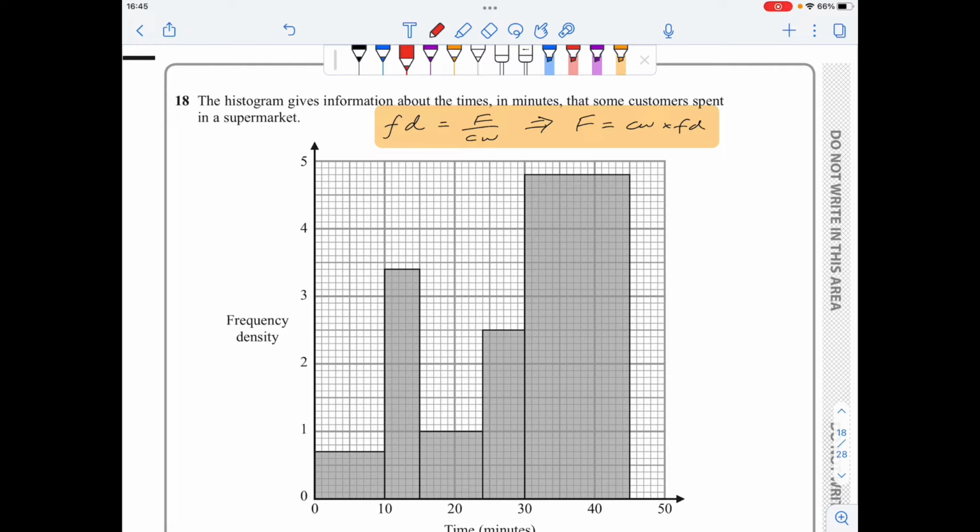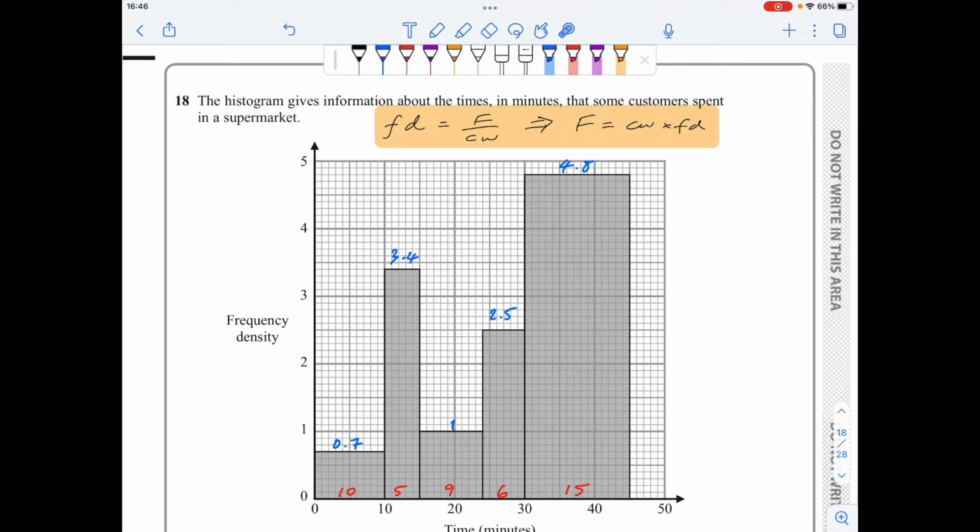So the first one is from 0 to 10, so that's 10. 5 for the second one, 9 for the third one. It goes from 15 to 24. Then I've got a 6 and finally 15. Now the frequency density is the height of each bar. Let's find those as well. The first one is 0.7, the next one 3.4, the third one is 1, the fourth one is 2.5, and the last one is 4.8. And finally, I'm going to use this formula to find the frequencies.